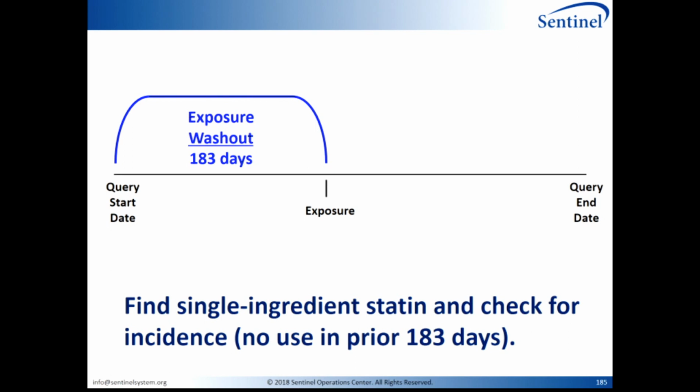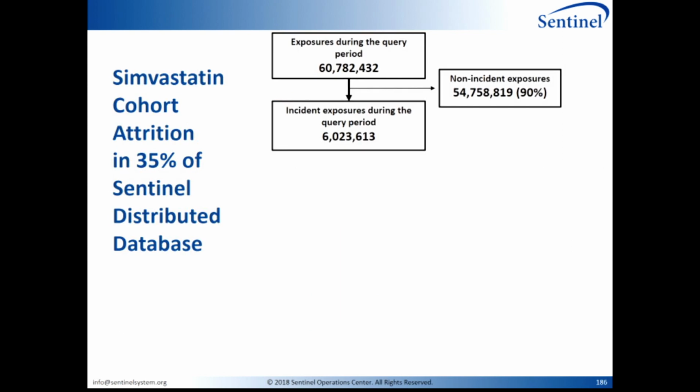We're going to start by looking for our single ingredient statin of interest, and we're going to check to see that we have new use of that statin, so that nobody has had a prior dispensing of that statin in 183 days prior to the exposure. So here I'm going to tell you about the largest group of statins that we have, which is simvastatin. We did this training in 35% of our Sentinel distributed database. Because statins are so widely used, we actually didn't need to use all of the database. So what you see here is actually a subset.